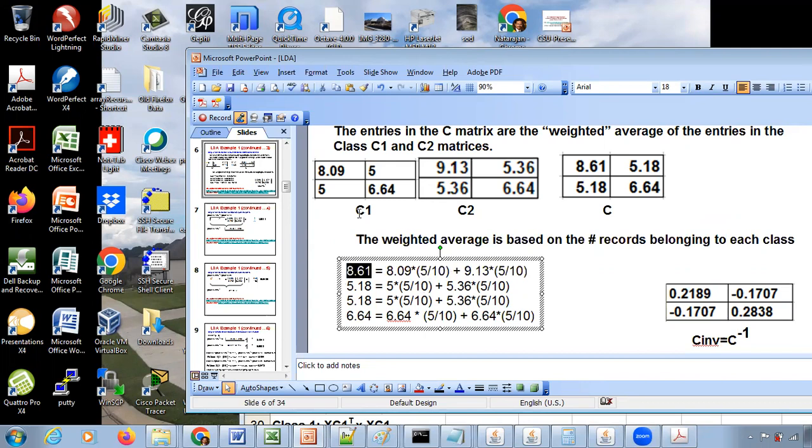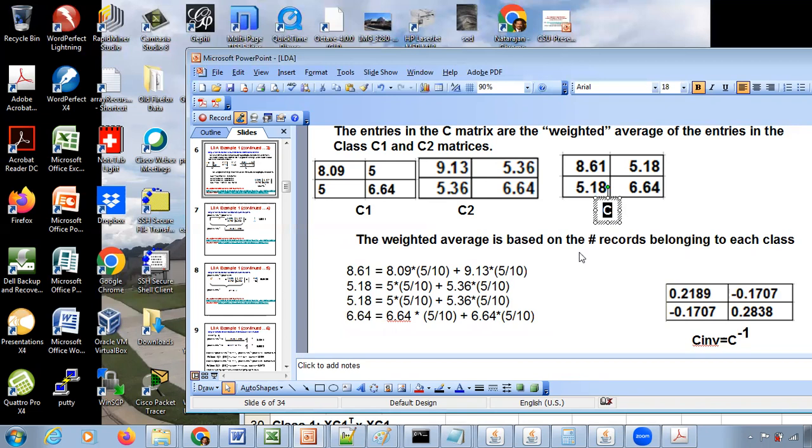Okay. Similarly, you have 5 records from class 1 for that entry, and 5.36 for 5 records from class 2. So 5 out of 10, 5 out of 10. To get the weighted average, it's 5.18. And then it's going to be 6.64 and 6.64 again, so it's going to be the same 6.64. So this is the covariance matrix for the entire data set.